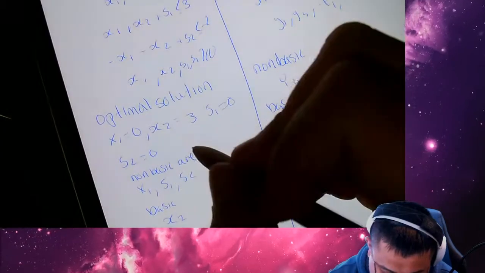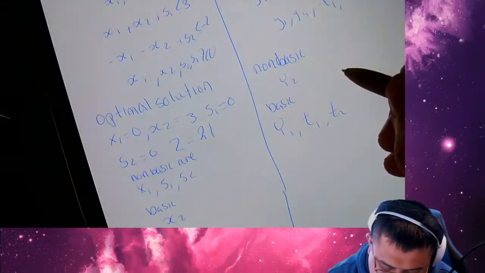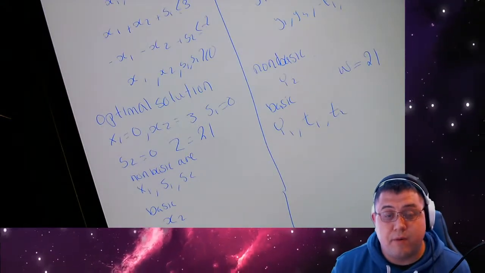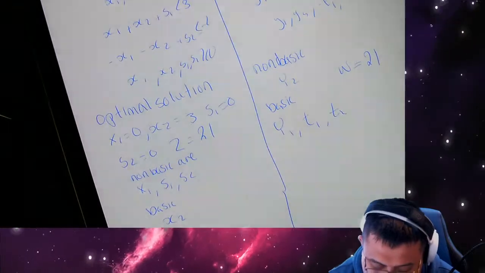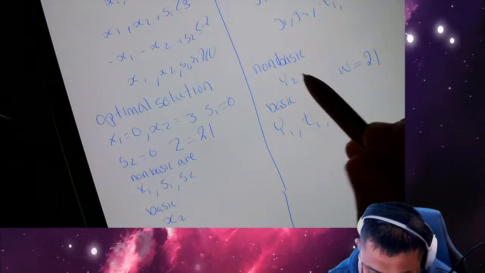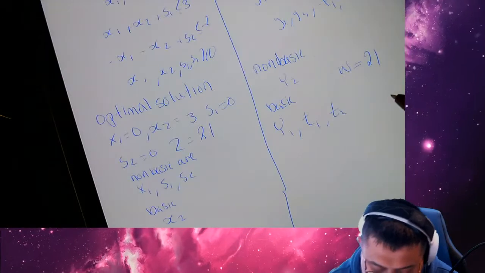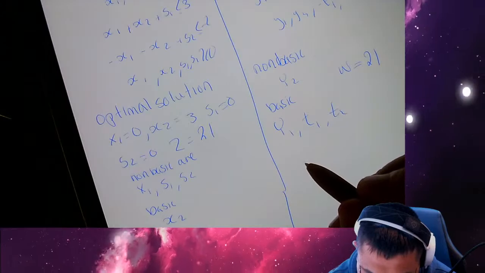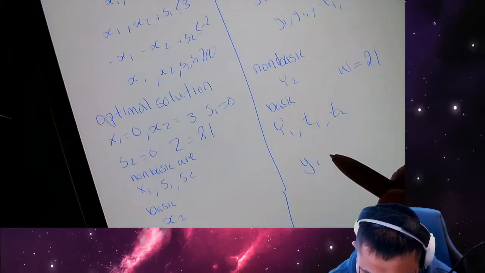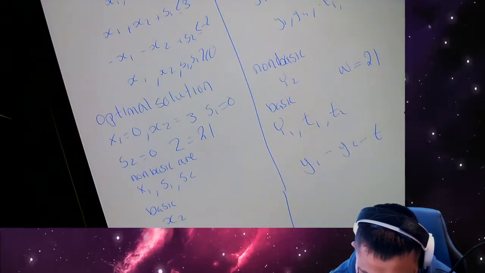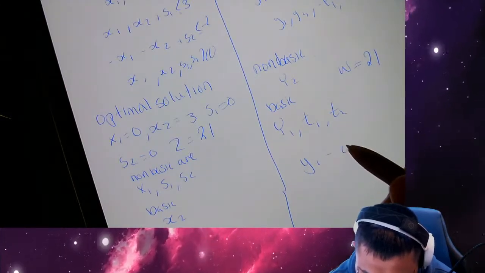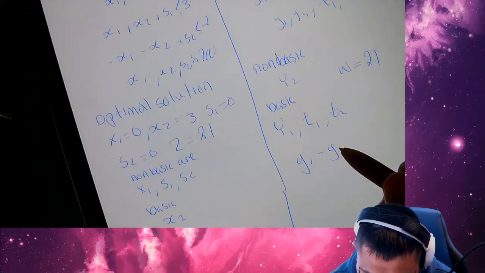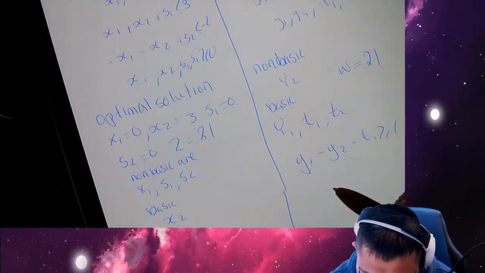Also, when z is equal to 21, w has to equal 21 on this side, because if it's optimal for both, they're both optimal. So now that we know this, y2 is our basic variable, so what we can actually do is say y2 is equal to 0. So what we have here is y2, which is 0, minus y2 minus t1 is less than 1.